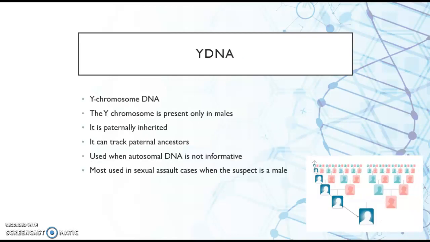Now we have Y-DNA. Y-DNA is the Y chromosome DNA. It is present only in males and is paternally inherited. This can help track paternal ancestors, and this is used when autosomal DNA is not informative. This is mostly used in sexual assault cases when the suspect is a male.